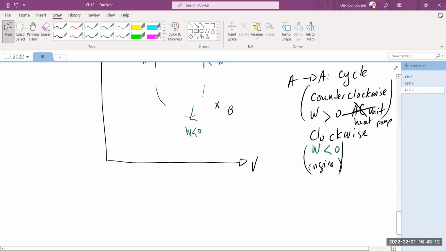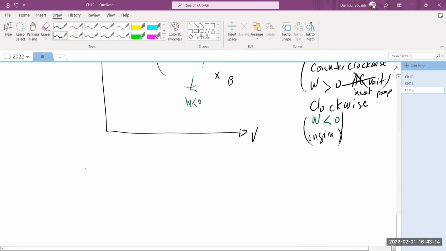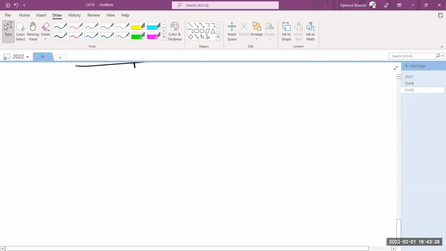So let's do some typical processes. Okay, so let's talk about 4 processes. I'm going to talk about these 4 processes in this order. The first process is an isothermal process.